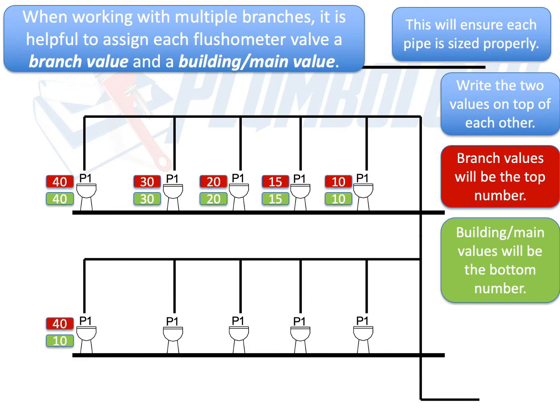From this point, we work back to the right, going back to the building supply and the water service. The next highest possible number for a branch value would be 30, so we label it 30. And like we mentioned, once you're at 10 for the building numbers, the rest of them will be labeled 10. The next flush valve will be a 20 for the branch and 10 for the building.